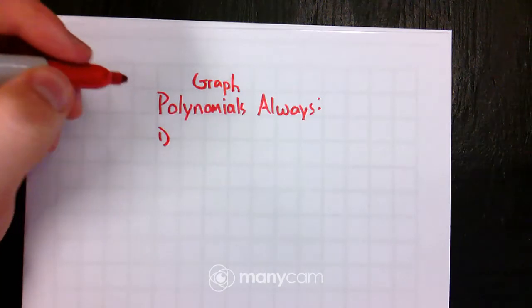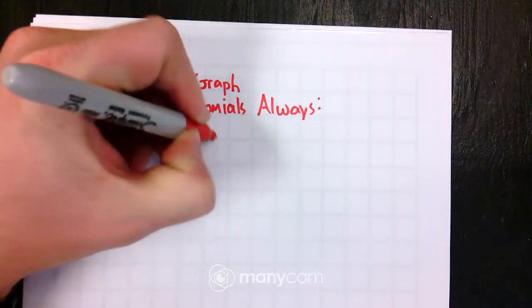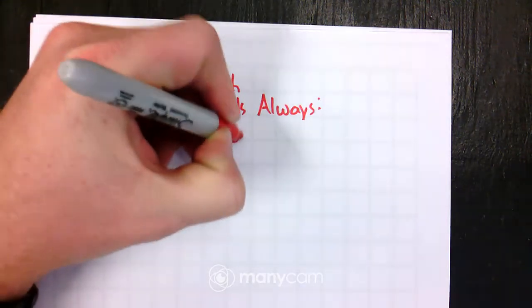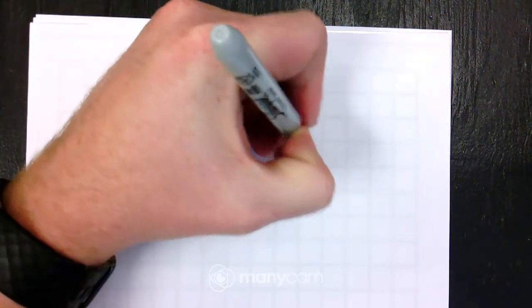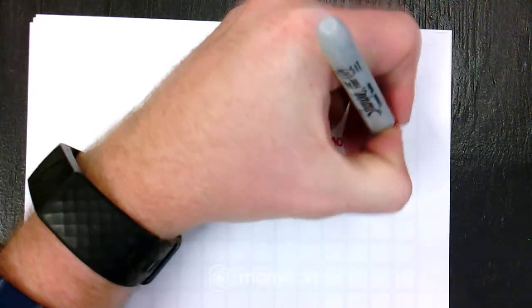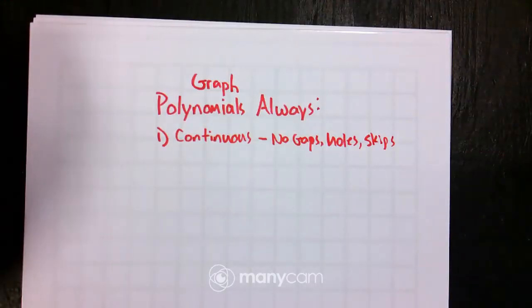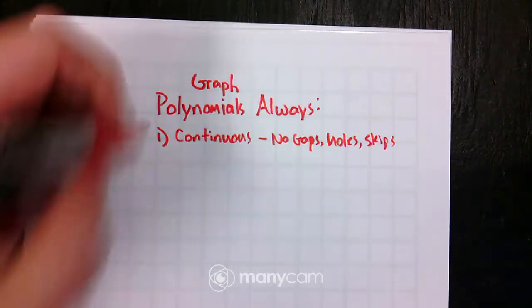Number one, they are always continuous, meaning no gaps, holes, skips, nothing. It's continuous. Does the word continuous make sense to you? There's never a jump and start over here. It's never split up into little pieces. It's always continuous.